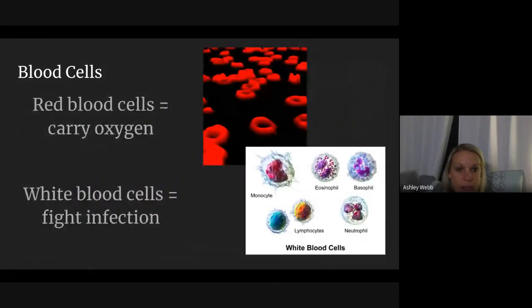Red blood cells are responsible for carrying oxygen. And like we talked about, the white blood cells are responsible for fighting infection. There are 5 different types of white blood cells. Due to the manner of distance learning for the remainder of the year, we're going to simplify that a little bit for you guys this year. We're not going to get into the different types of white blood cells, but we're just going to know that white blood cells are responsible for fighting infection.